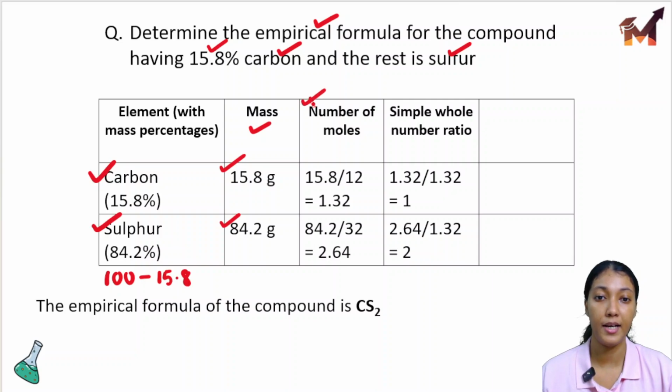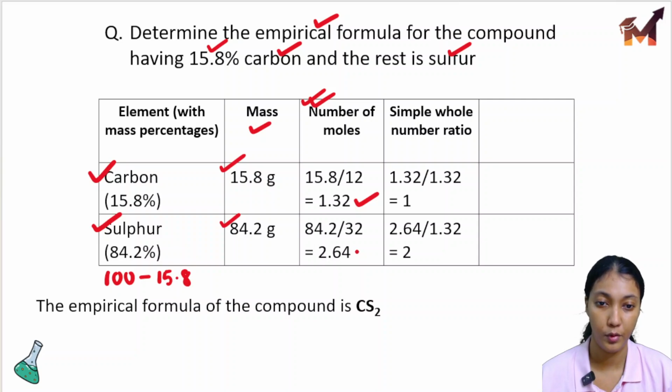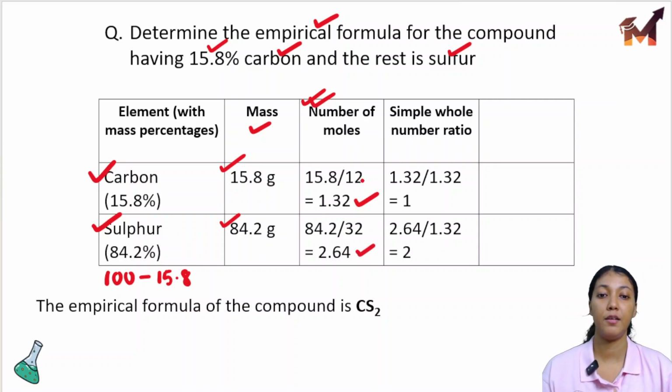Next step बहुत important, हमारा number of moles निकालना. To find out the number of moles, we will divide the masses with their respective atomic masses. तो कार्बन का atomic mass है 12, so we are dividing 15.8 by 12, which will come out to be 1.32 number of moles. And for sulfur, the atomic mass of sulfur is 32, so we will divide 84.2 by 32, which will come out to be 2.64. तो इस क्वेश्चन में मैंने यहाँ पे राउंड ऑफ नहीं किया है. I am just keeping them as 1.32 and 2.64.